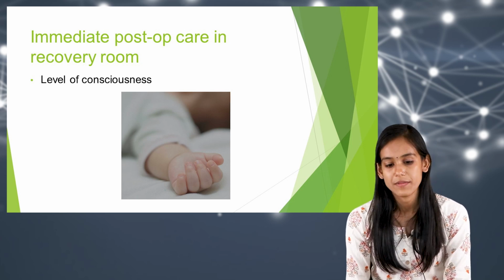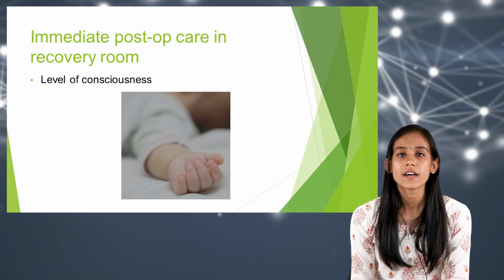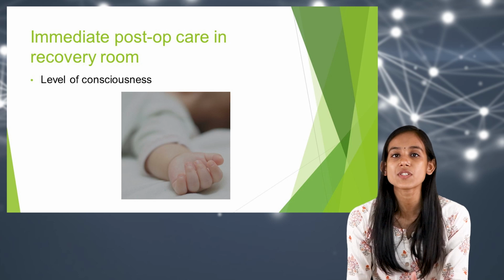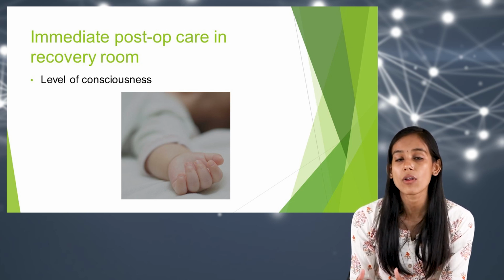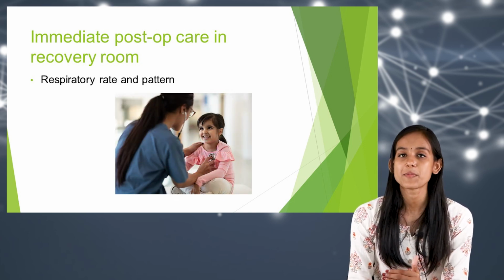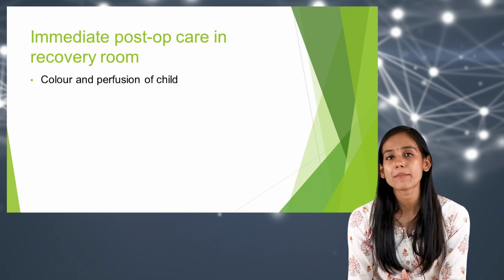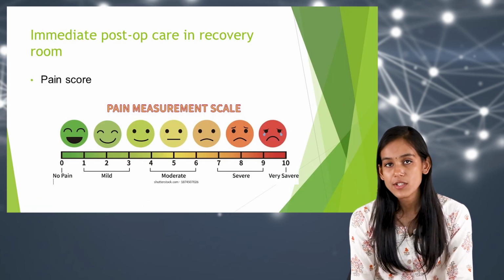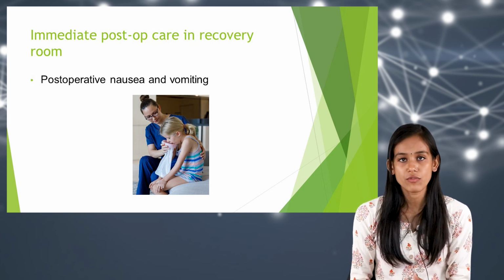So what are those? The first thing is that we have to check the level of consciousness. As the child was administered anesthesia, we have to check the status of the level of consciousness of the child. And then you have to check the respiratory rate and pattern, and also color and perfusion of the child. Then we are going to check heart rate, pain score, and whether there is post operative nausea and vomiting.